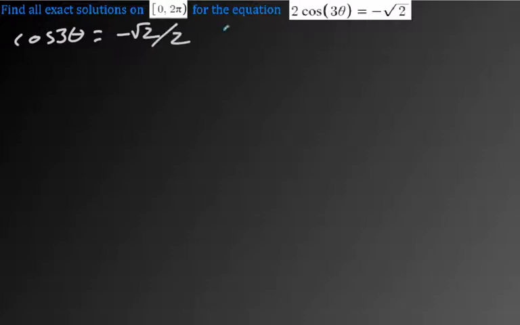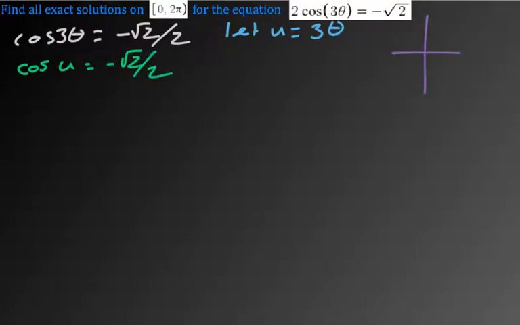Basically to do these, you have to do a u substitution. I'm already using theta, so let u equal 3 theta, okay? So what I am going to solve is cosine of u equals -root 2 over 2.